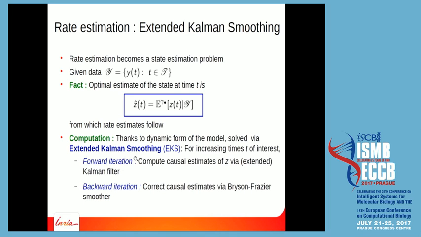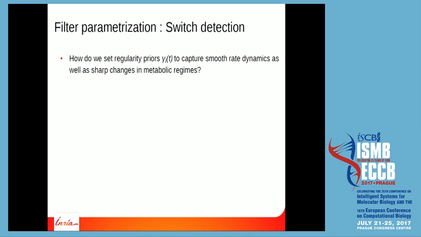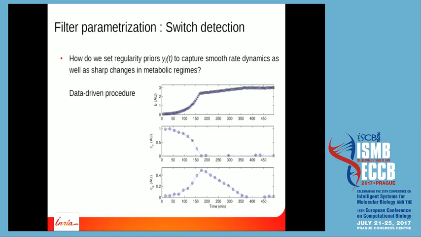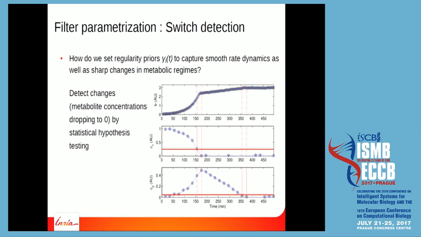It has a forward iteration, which is standard Kalman filtering, and a backward iteration that corrects the estimates so as to make sure that you are using your data in full at every point in time where you want to estimate the unknown rates. So one important point is, how do you choose the regularization profile so as to instruct your filtering that your unknown states may undergo abrupt changes at times? Well, it's a data-driven procedure. You take your data. In a first step, by statistical hypothesis testing, you check where metabolites actually drop to zero, which is typically a condition where metabolism changes.